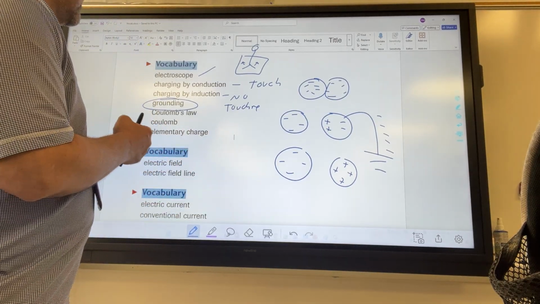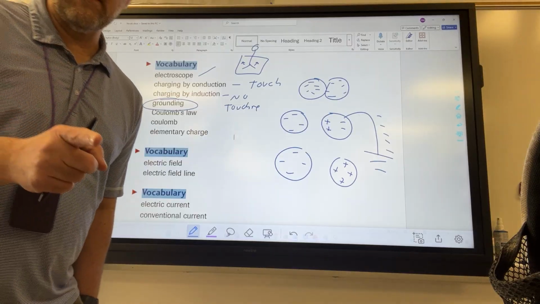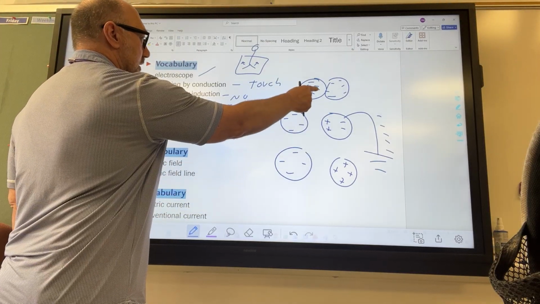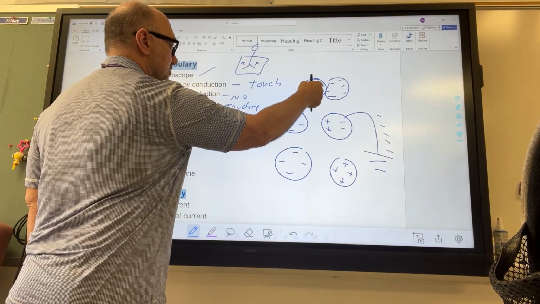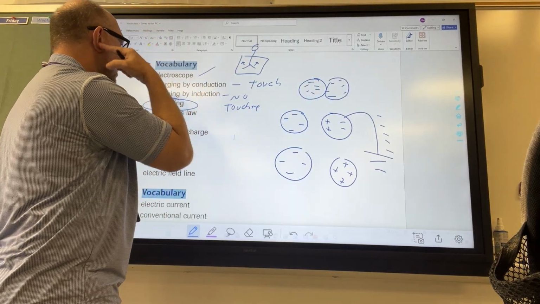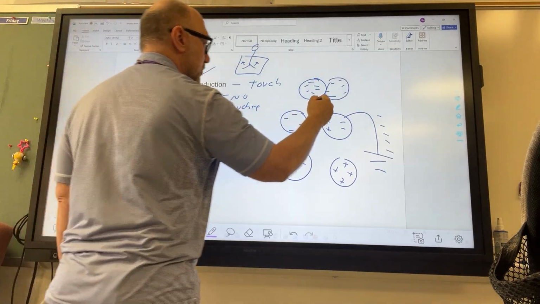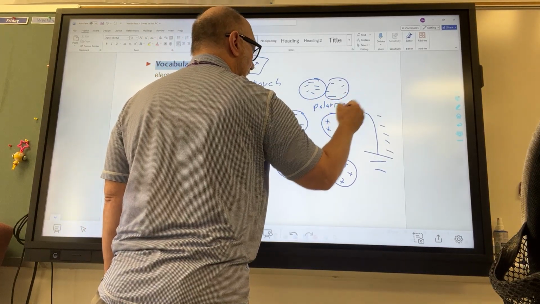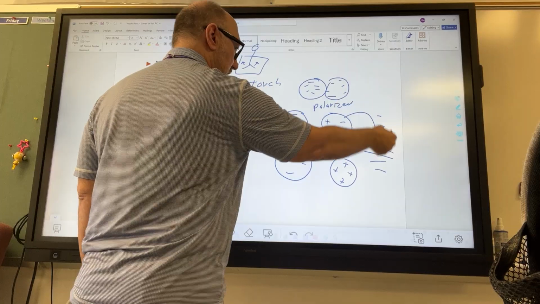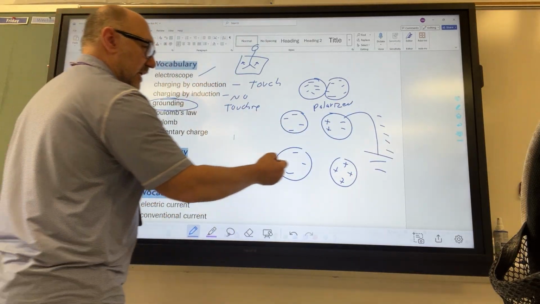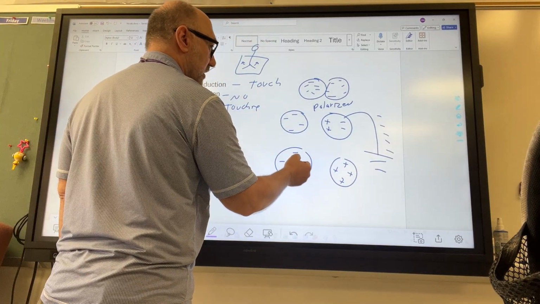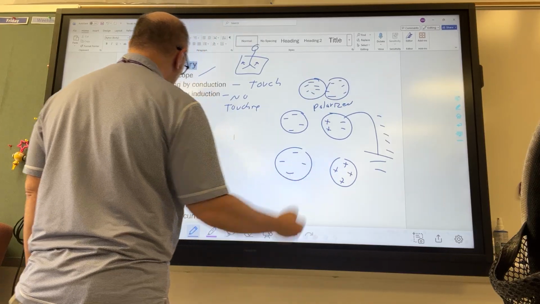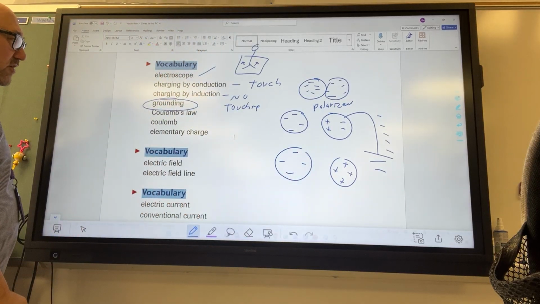So this is electrostatics continued. They touch, they get the same charge, charging by conduction. They don't touch, this becomes polarized. And then if I ground it, the electrons are able to leave. And so now charged by induction, now they end up having the opposite charge.